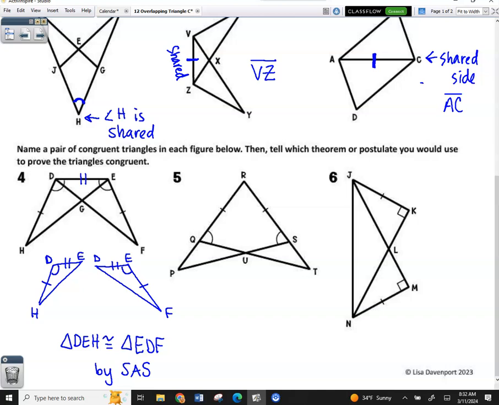All right, I want you to try 5 and 6. Number 5. Did I hear both? So when you're looking at it, they do have sides in common. If you think about it, QR is both in the triangle on the left, but then it's also in the triangle on the right.